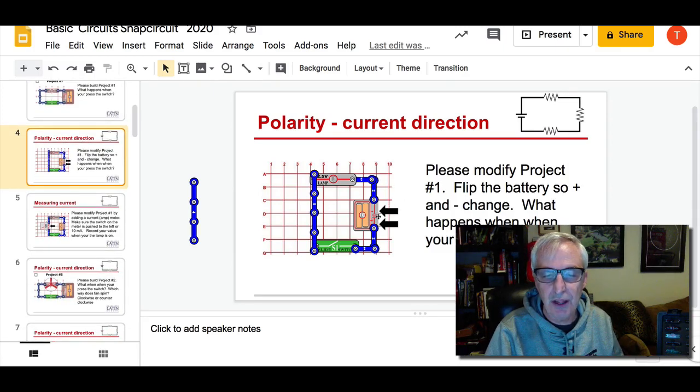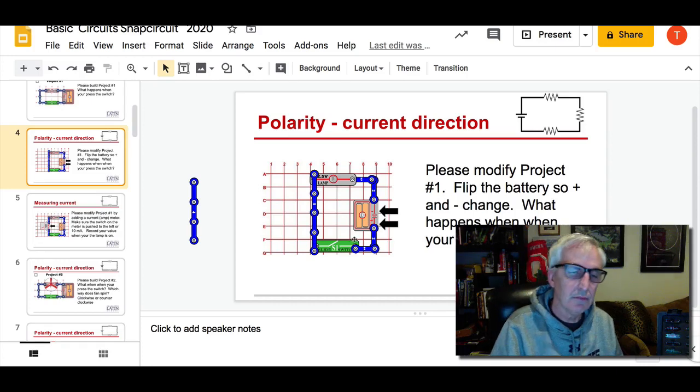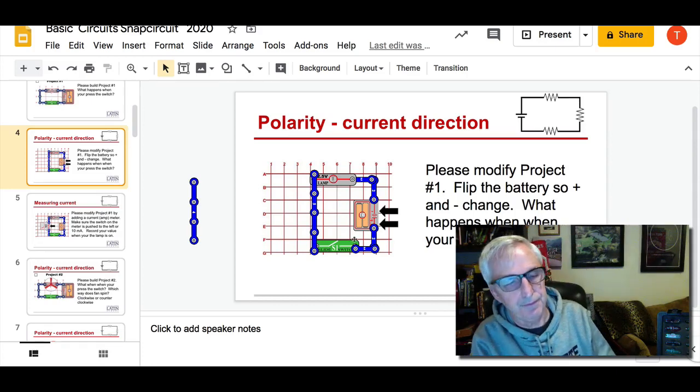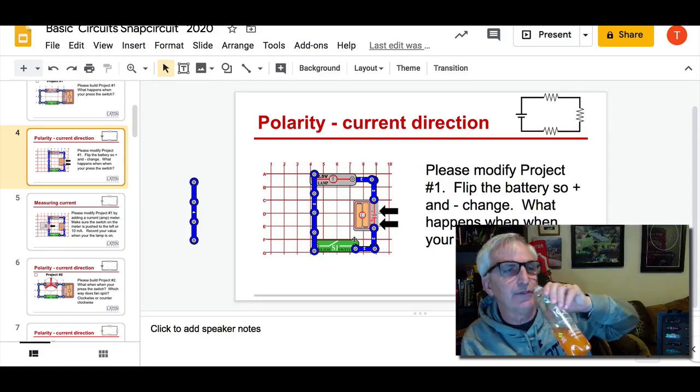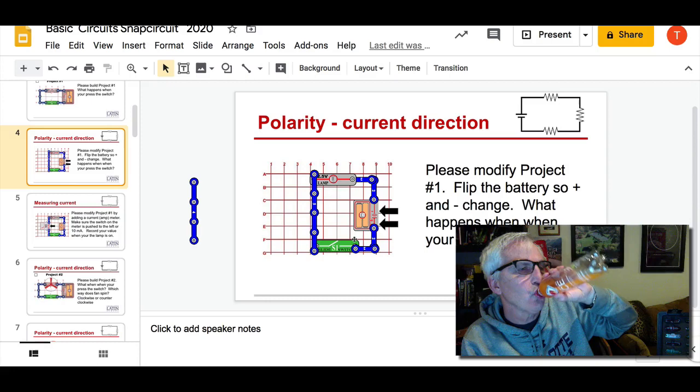Now I want you to flip the battery. Positive is now at the bottom, negative at the top. And then tell me if there's any difference in the light bulb. Again, hit the switch. Write down: is there a difference? If so, tell me what the difference is.